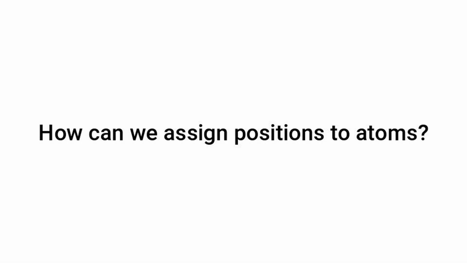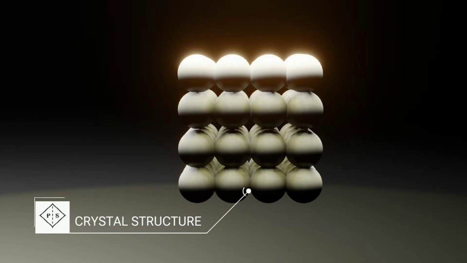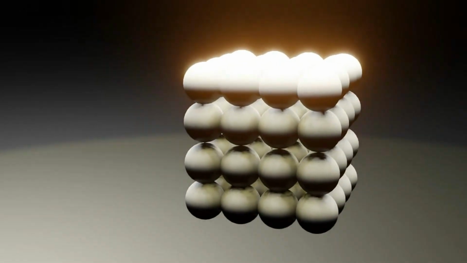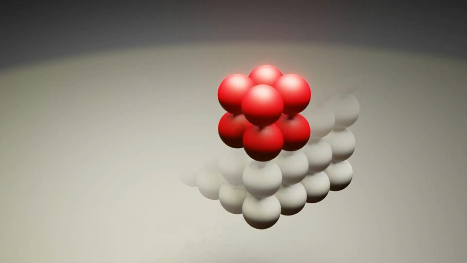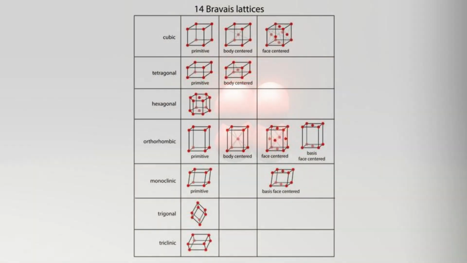Let us first talk about how we can assign positions to all atoms of the system. In a practical sense, the positions of all atoms in a solid are given by the crystal structure of that particular solid. This crystal structure is made up of a repetitive, unique arrangement of atoms called the crystal lattice. A total of 14 lattice structures were seen and were collectively referred to as the Bravais lattice. All these lattice structures differ from each other by their shapes and the angles between the faces, and are represented as follows.